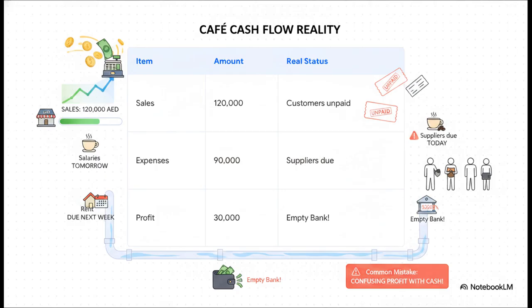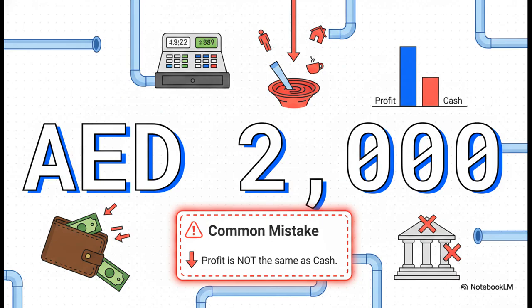But let's look at the reality of the situation. Your biggest corporate customers? They haven't actually paid their invoices yet. Meanwhile, your coffee bean suppliers need to be paid today. Your employees are expecting their salaries tomorrow morning, and your rent? Yeah, that's due next week. You open your bank account to pay everyone, and you only have 2,000 dirhams sitting in the bank.